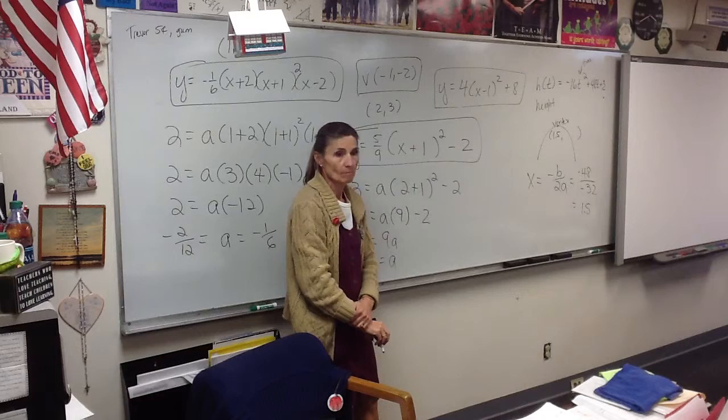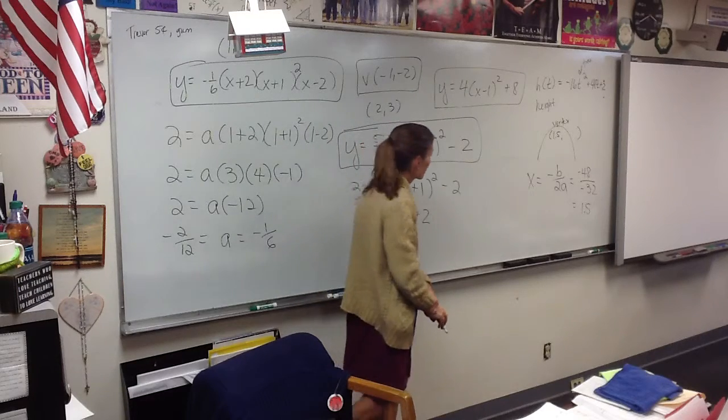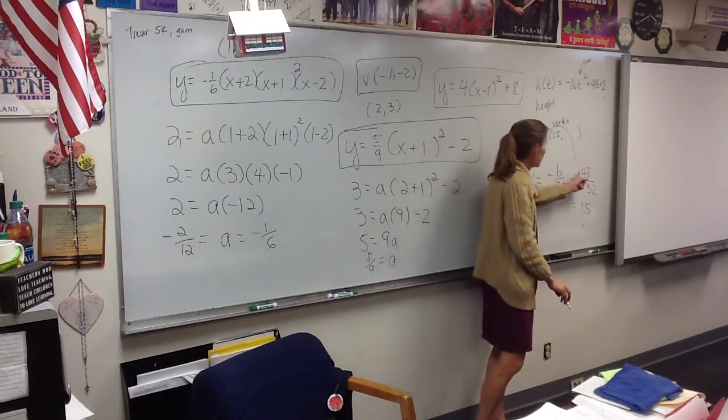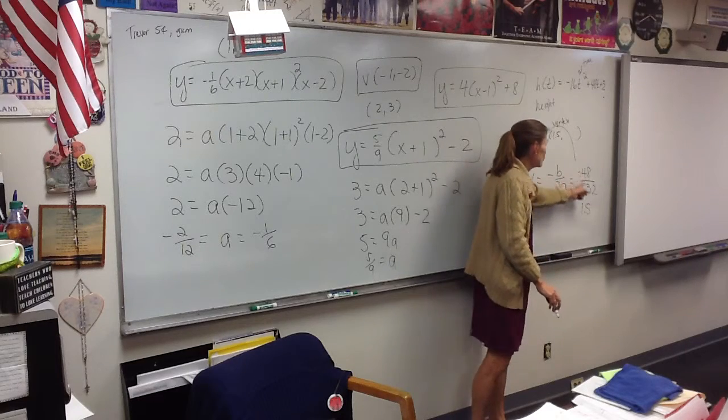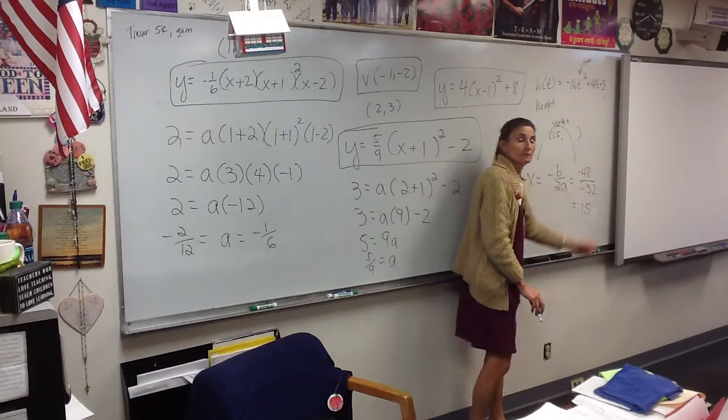Wait, do we just ignore the negative from the 16? No, it's negative b over 2a, they cancel. Oh, right.